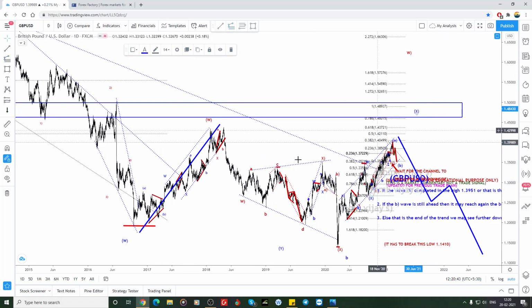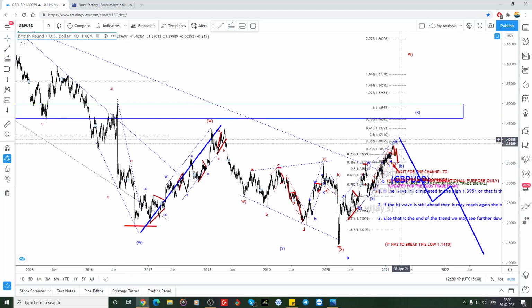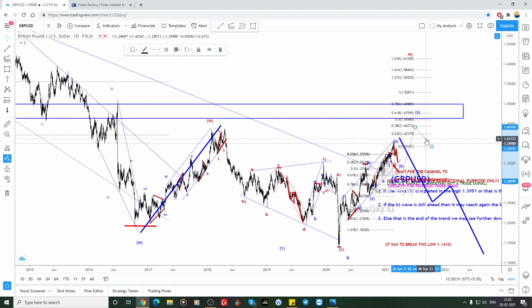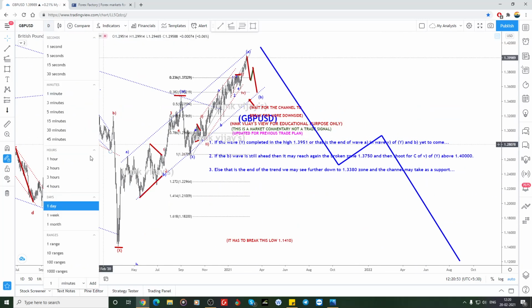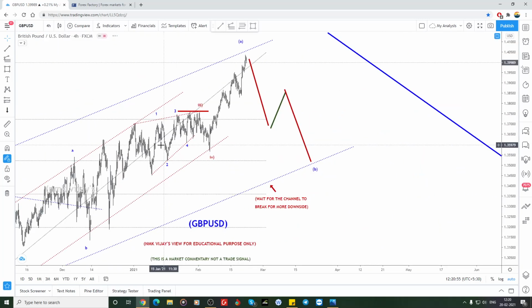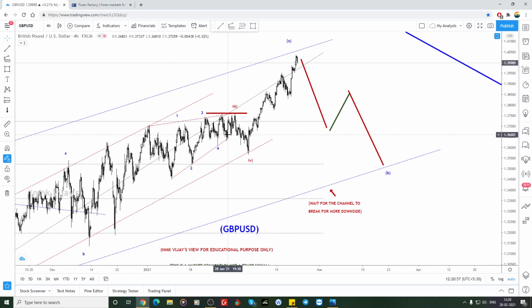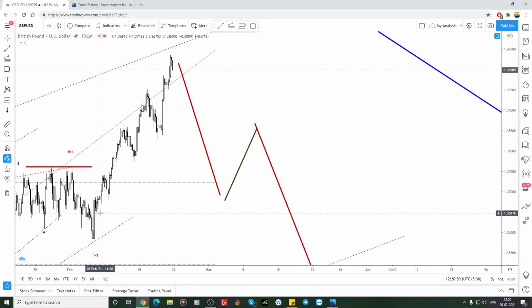So this could be a W. So this is the X. So we are in that. Now I'm expecting the B wave. So in that 4 hour also, perfect, I think so. 1, 2, 1, 2, 3, 4, 5. So again 1, 2, 3, 4, and 5 got completed.